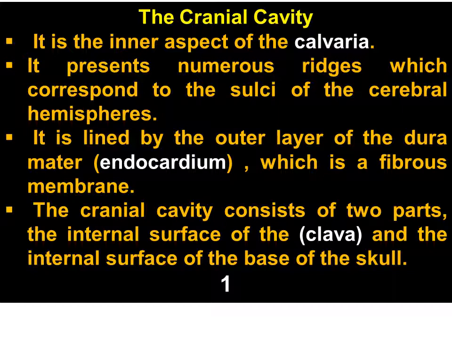اللايننج هو endocranium اللي هو fibrous membrane واللي هو outer layer of dura mater. هذه line this inner aspect of the cavity. The cranial cavity تحوي two parts. أولا skull cup أو clava، والثاني internal surface of base of skull.